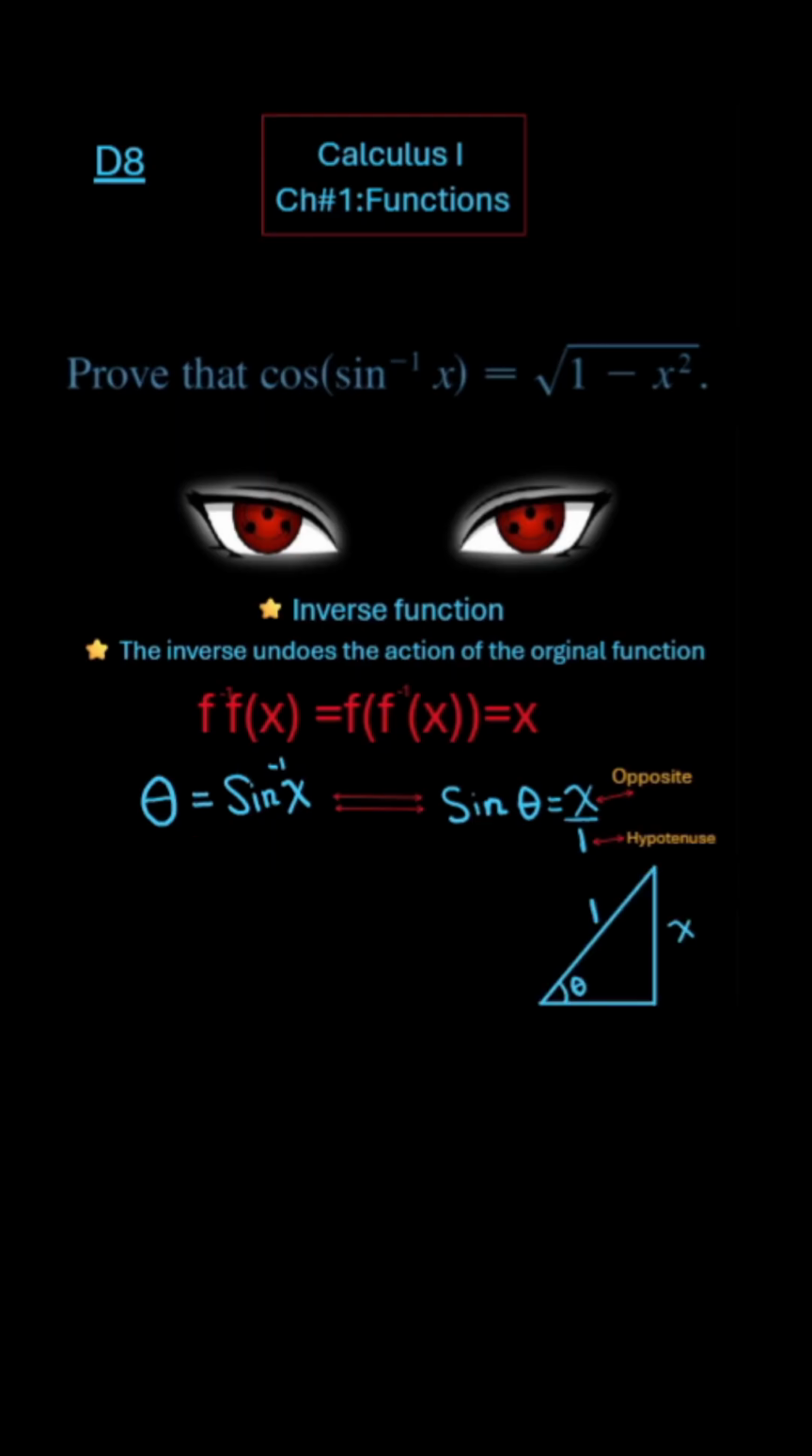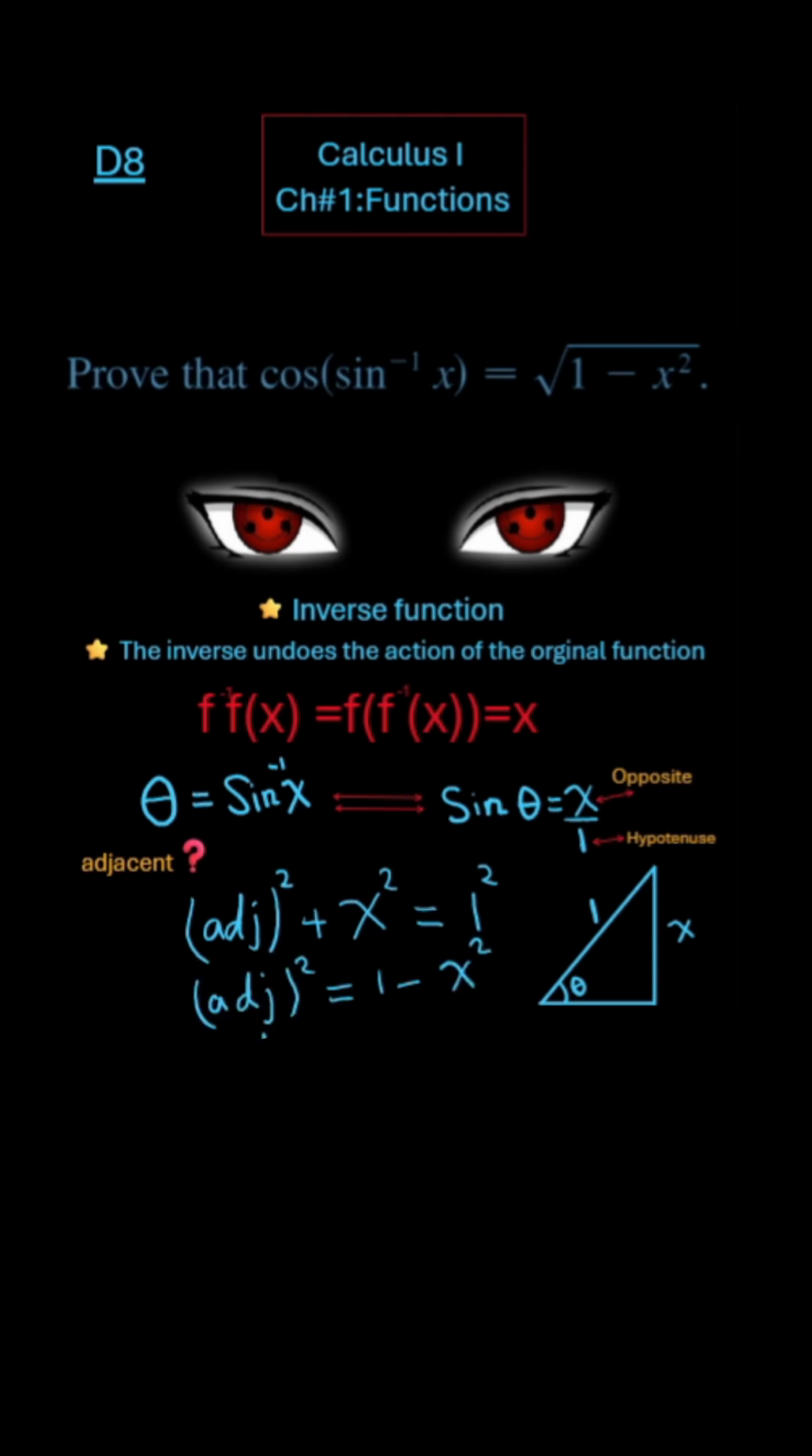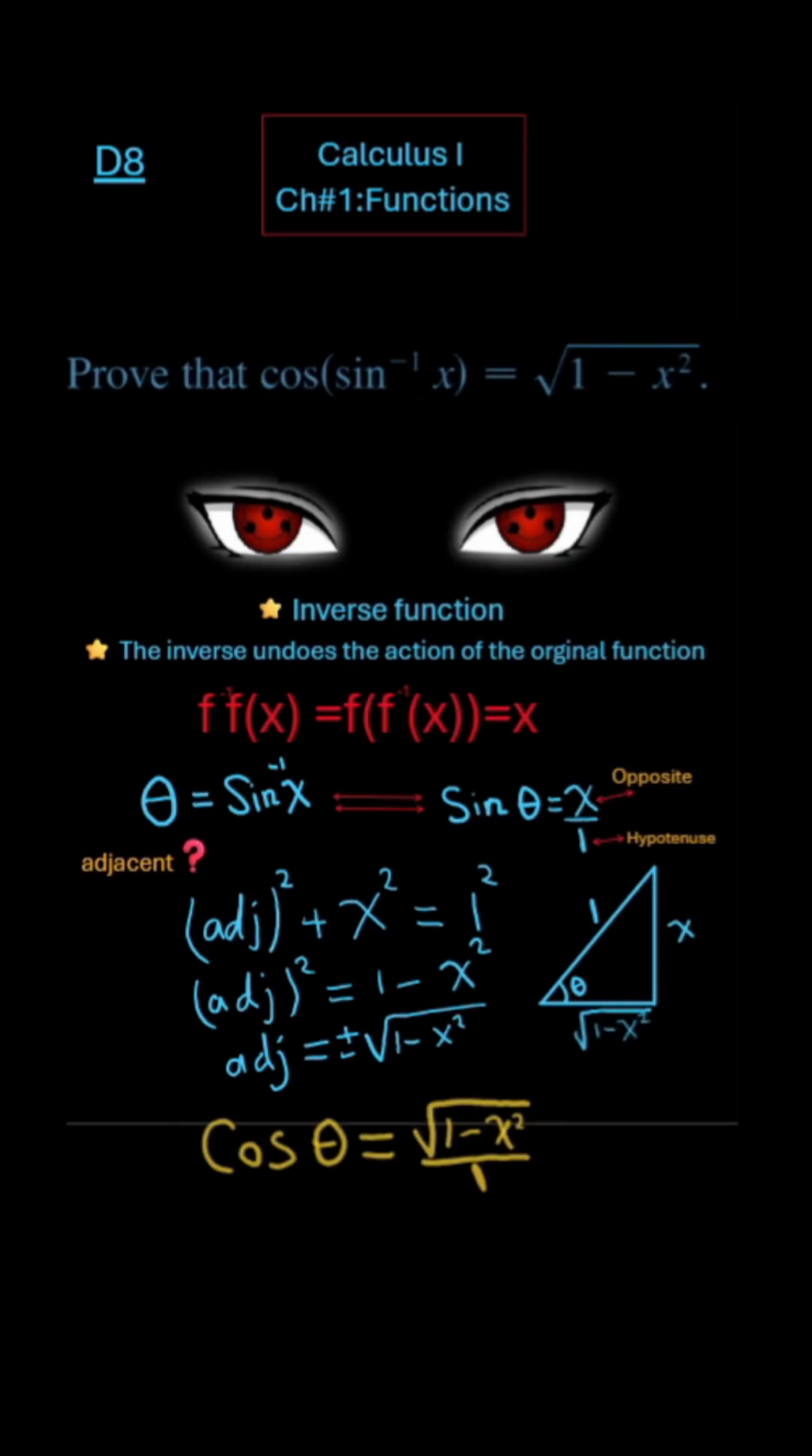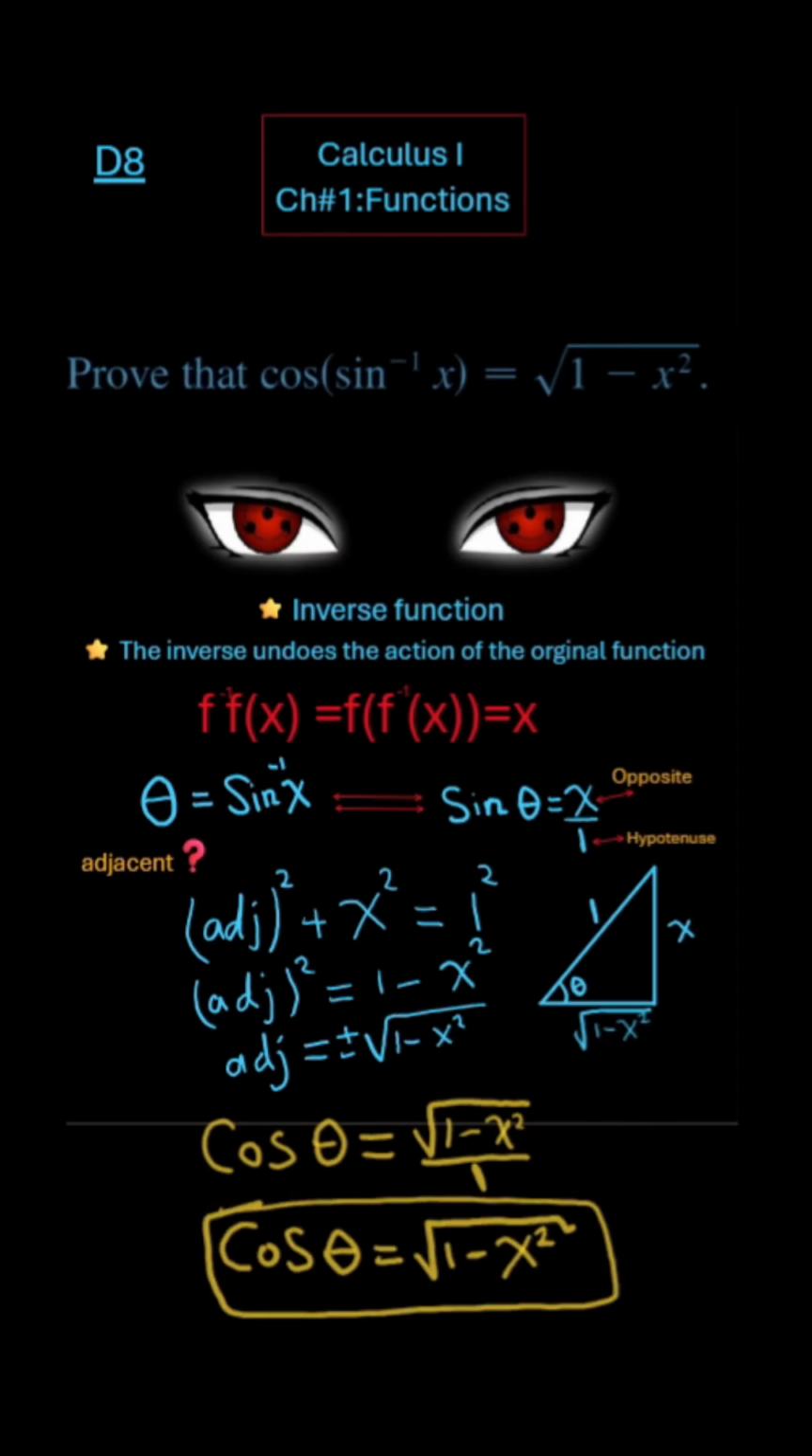Now, let's construct our triangle. We know all the sides except the adjacent. To find the adjacent, we will use Pythagorean. Solving for the adjacent, it equals negative or positive the square root of 1 minus x squared. We'll neglect the negative value and put the value on the triangle. Now, to find cosine of theta, we will divide the adjacent by the hypotenuse, which is equal to the square root of 1 minus x squared divided by 1, which is square root of 1 minus x squared. Now can you write in comments why we neglected the negative value?